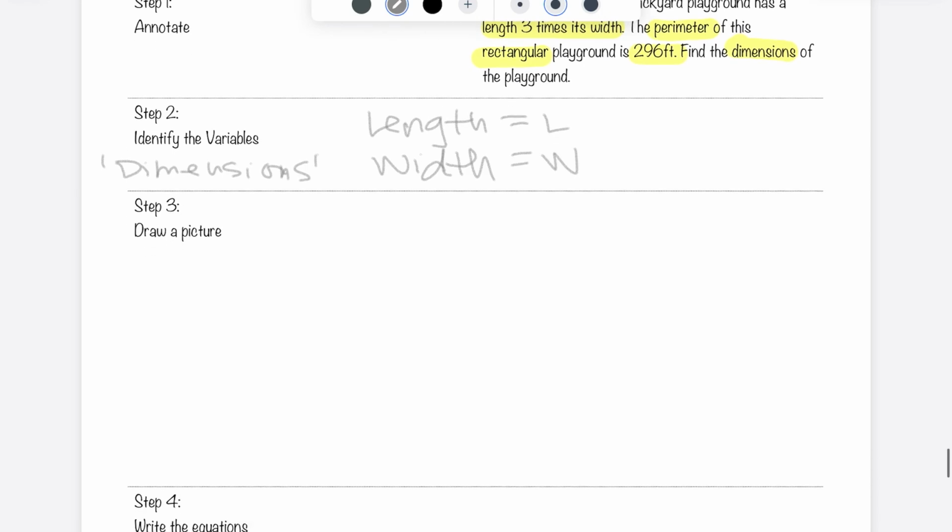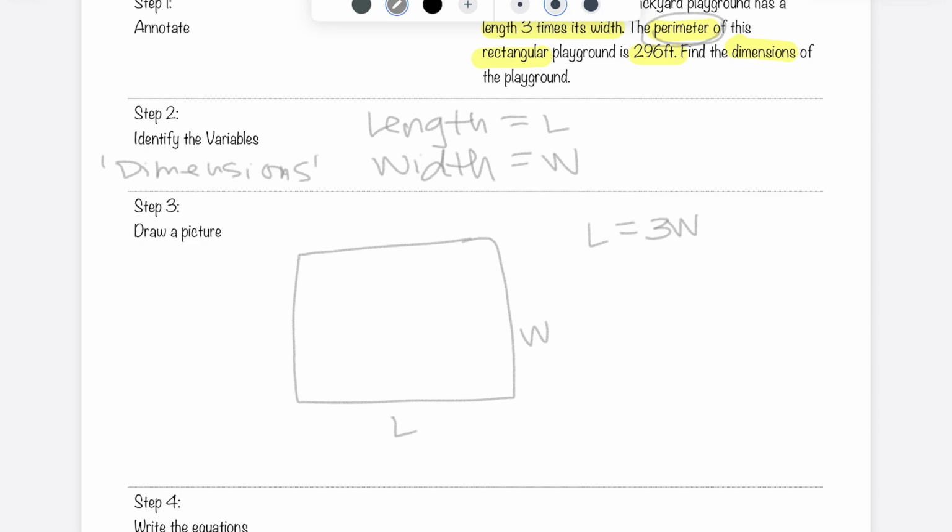So let's draw a picture for this. I'm going to have a playground. It is going to have a length and it is going to have a width. And I know that the length is 3 times the width.